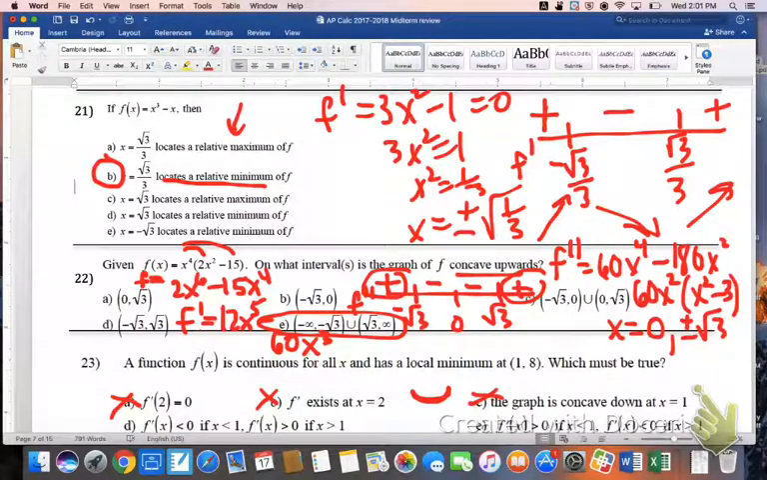Okay? And then let's see, f prime is less than 0 if x is less than 1, and greater than 0 if x is greater than 1. To have a local min of a function, f prime, the derivative would be negative before it and positive after it. So that answer is D.